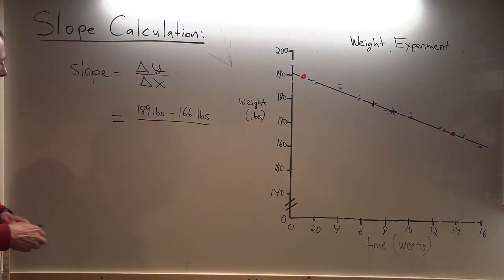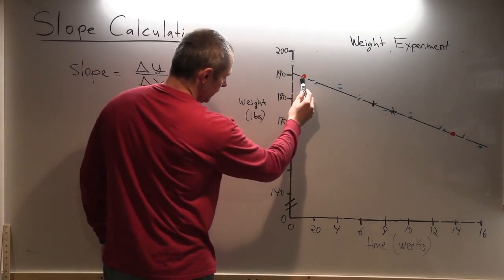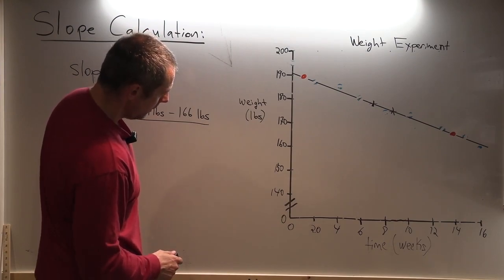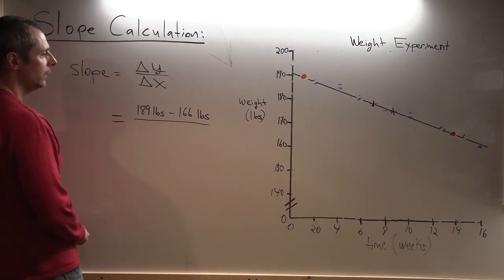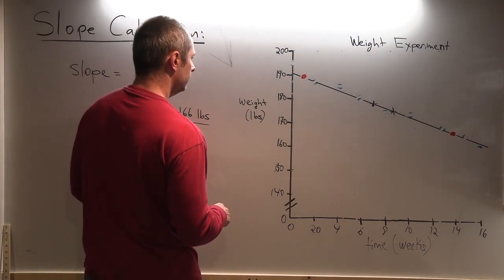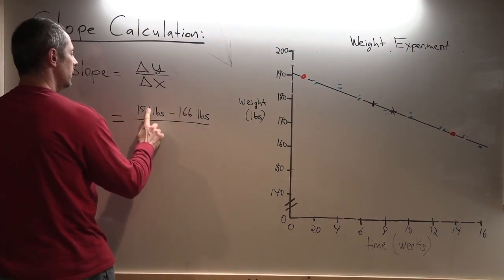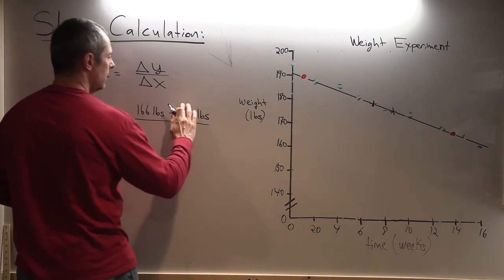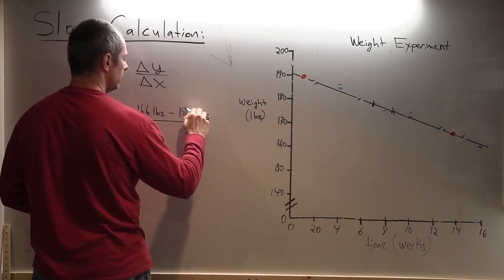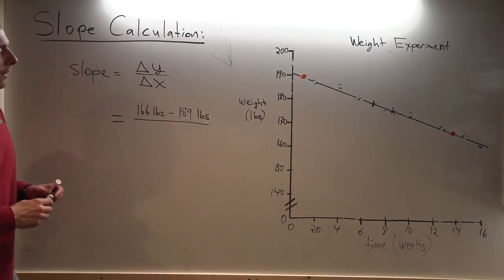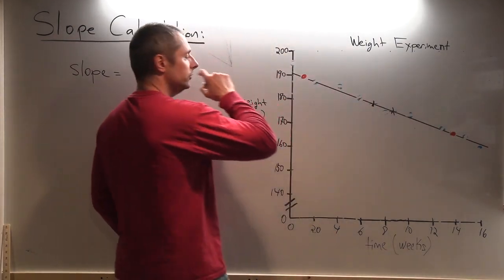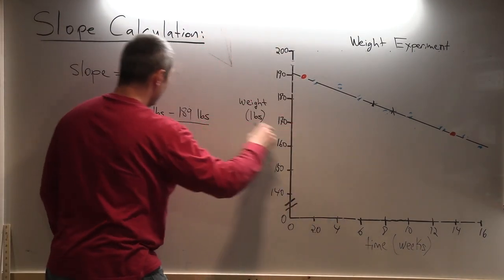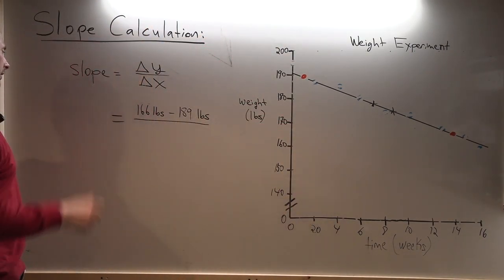And then the change in x, well, this x point, it's looking like maybe it's, I don't know, 0.8 weeks. Oh, you know what? I did this backwards. I do final minus initial. 166 minus 189. You always do the final minus the initial to get the proper change. Because the change is negative, right? It went down. So the other way, it would have been a positive change line going up.